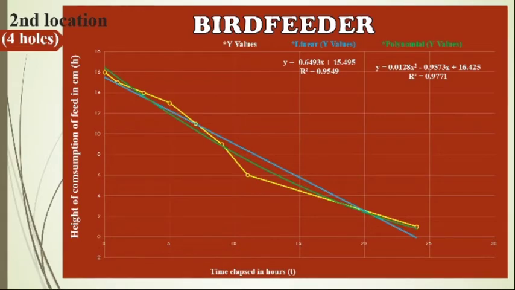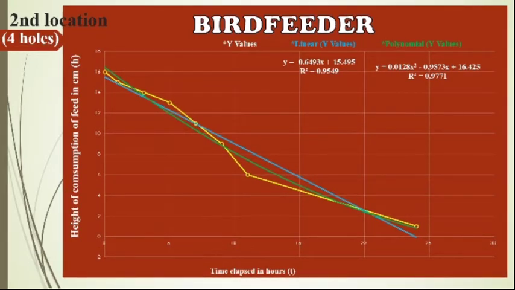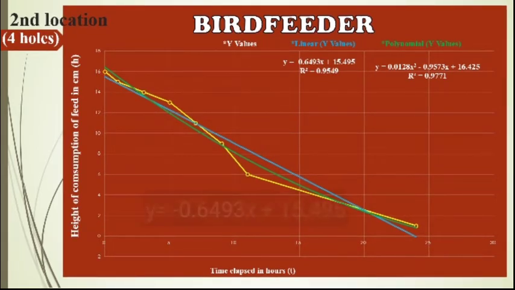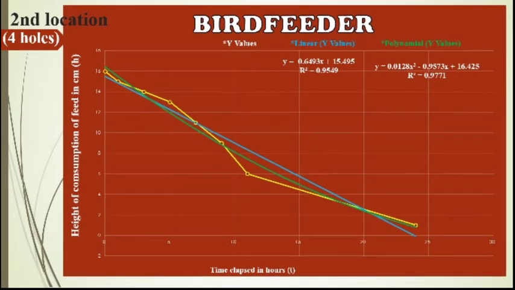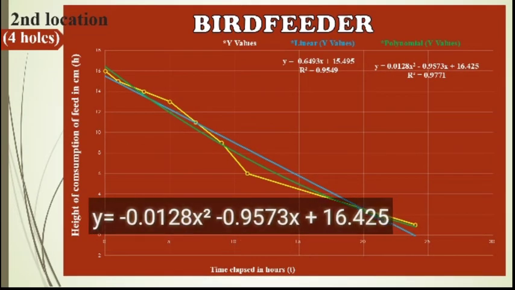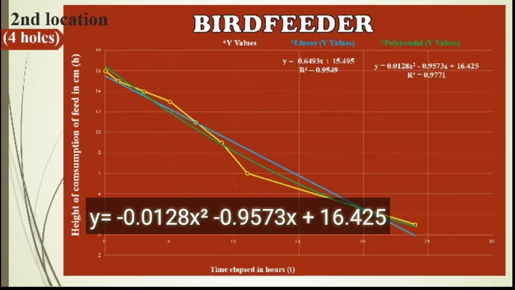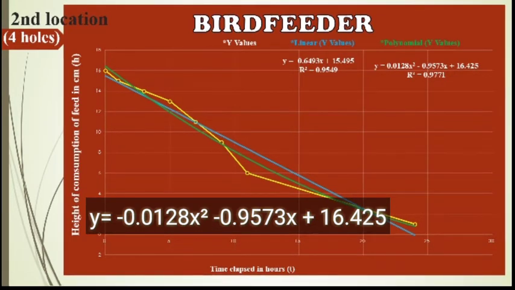For our second location, for our 4 holes, we also use linear and polynomial curve fitting. For our linear, we have y is equal negative 0.6493x plus 15.495, while our polynomial is y is equal 0.0128x squared minus 0.9573x plus 16.425.